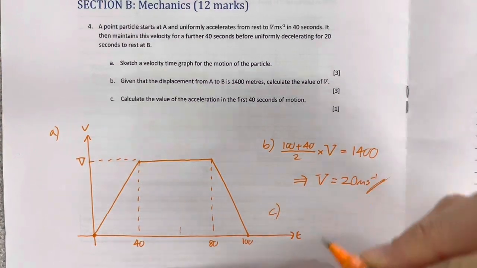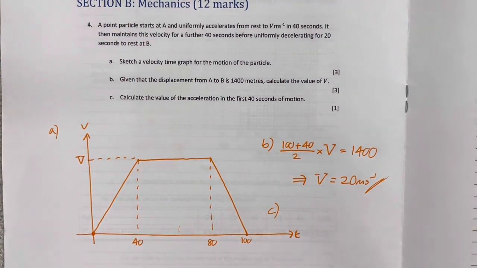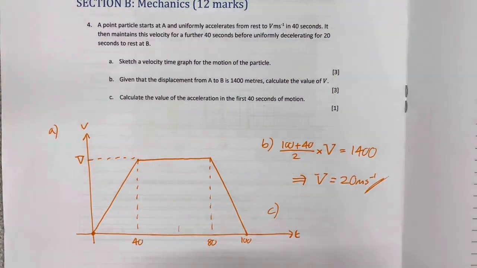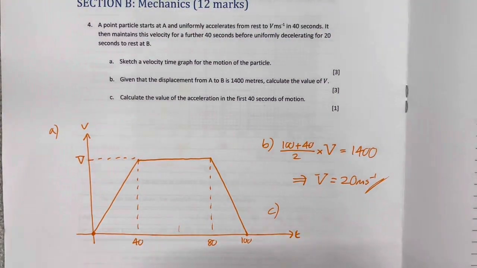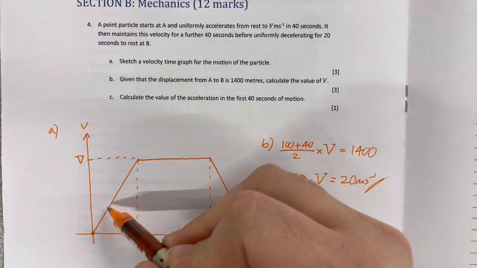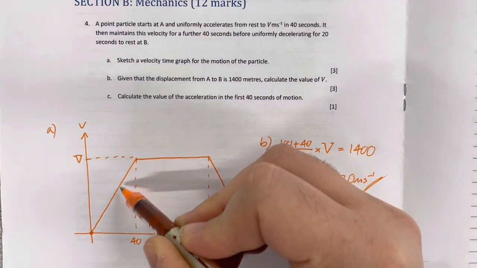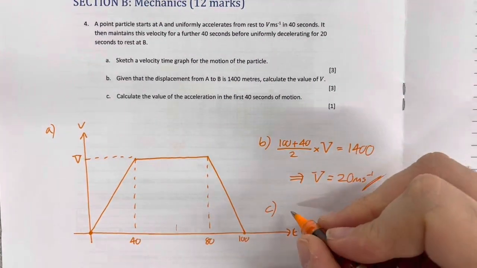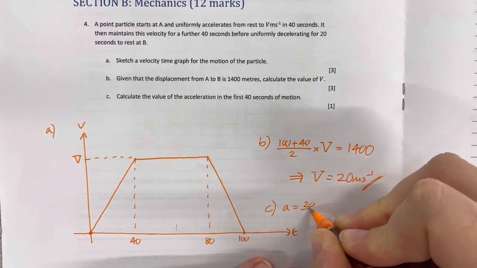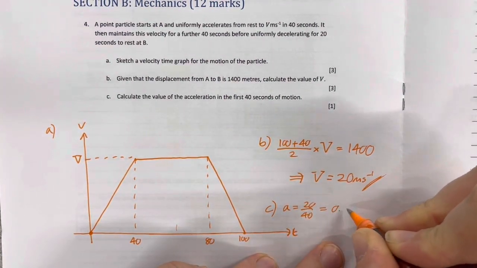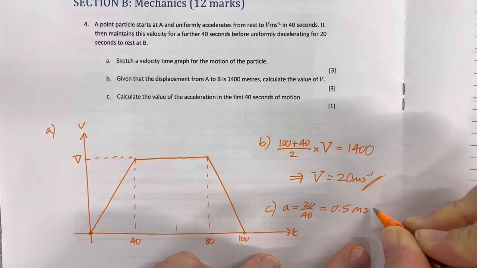And then part C, nice easy little one marker. Calculate the value of the acceleration in the first 40 seconds of the motion. Again, you need to know this. The acceleration of a velocity time graph is the gradient. So the gradient of this line here is the difference in the vertical, which is 20, divided by the difference in the horizontal, which is 40. So it's 20 over 40, or 0.5, and that'll be meters per second squared.